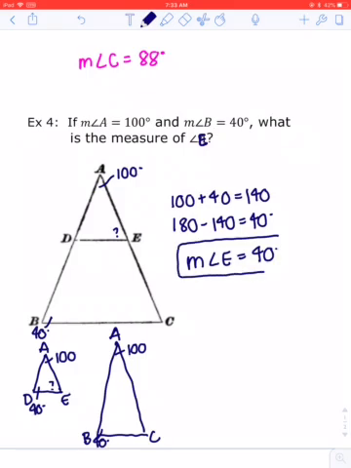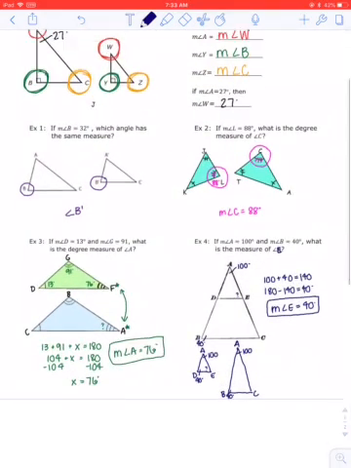We'll do more practice with this and interior and exterior angle relationships on Monday. Please make sure that your notes match these exactly.